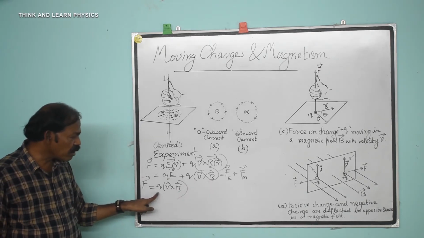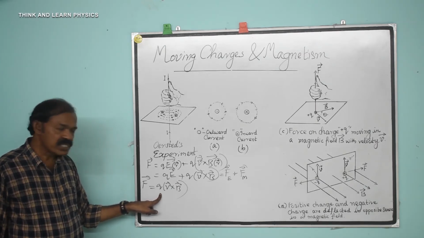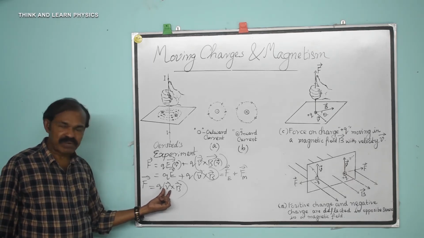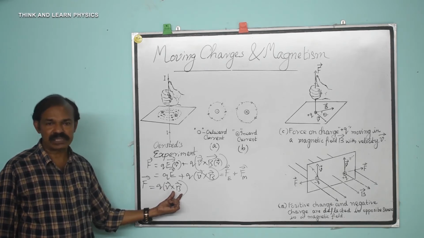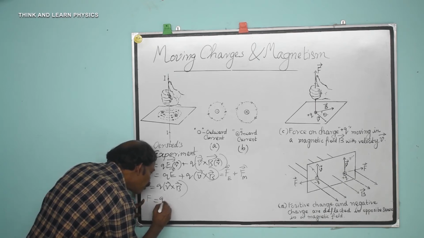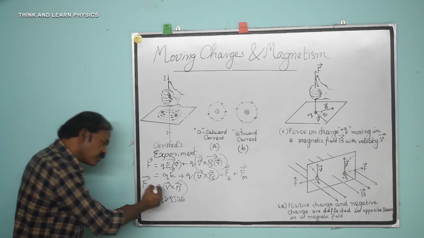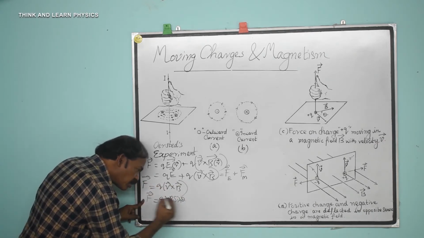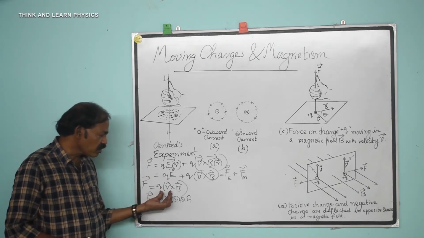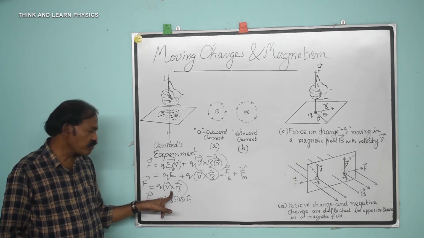Now we consider the magnetic Lorentz force F vector is equal to q into V vector cross B vector. The value of the force clearly depends on the amount of charge q, the velocity V vector, and the magnetic field B vector. Its magnitude may be expressed as F is equal to qVB sin theta, and in vector form this can be expanded as F vector is equal to qVB sin theta into n cap. Now the direction of the force is given by the direction of the cross product V vector cross B vector.